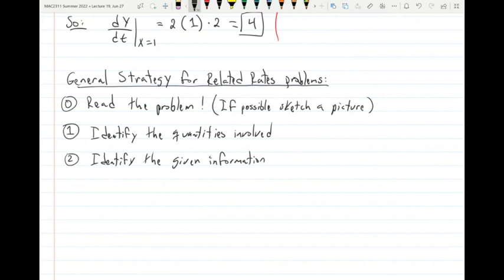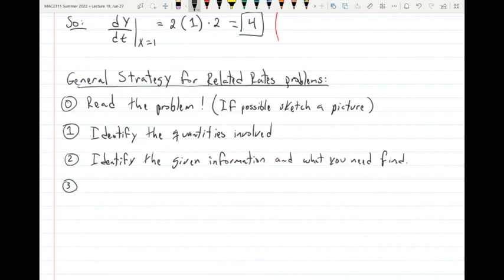So you identify the given information and also identify what you need to find. Okay? Identify the given information and what you need to find. Okay, so once we have done this, you know your quantities, you know all the information that's given to you, and what you need to find.